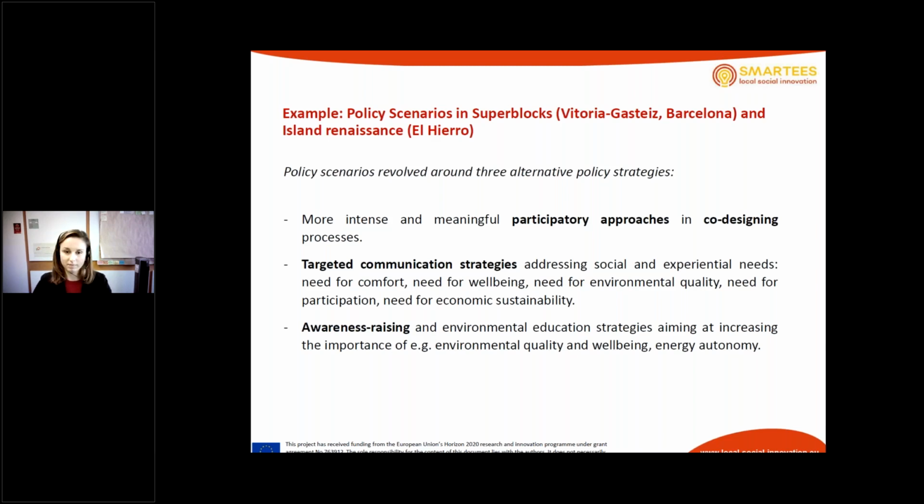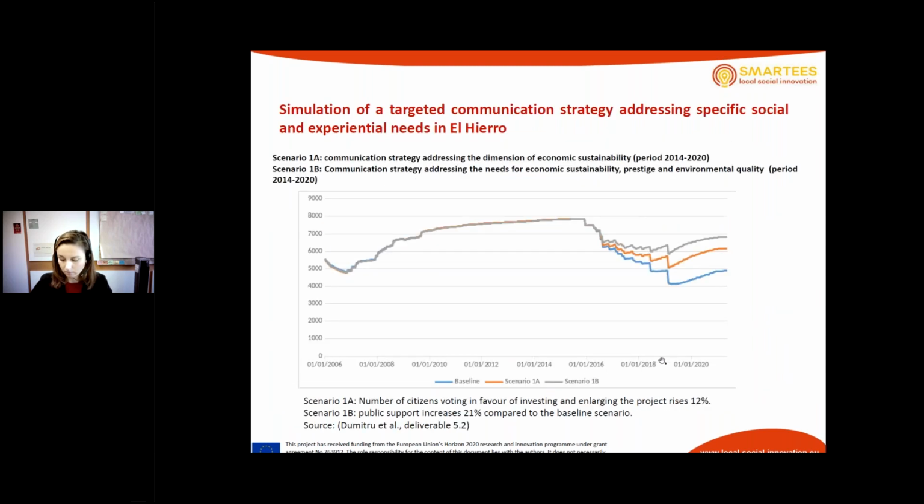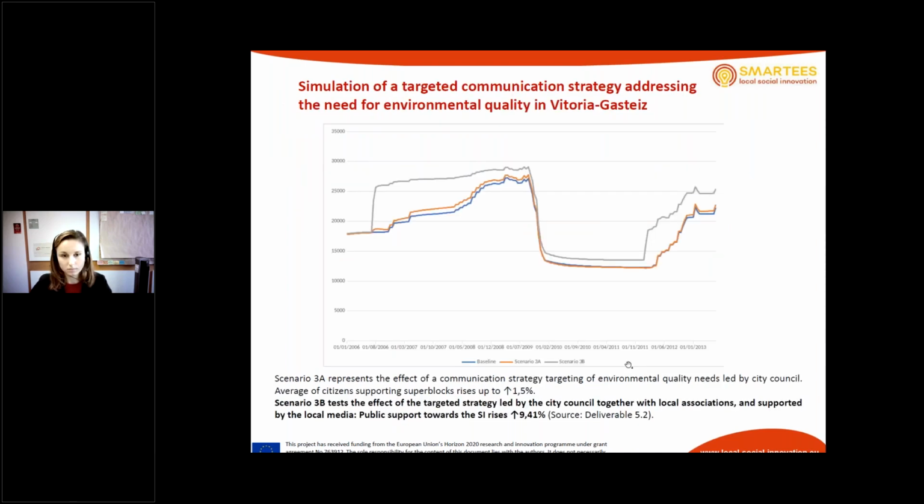So next slide, please. These are examples. I'm not going to describe them, but these are examples of how we test the different scenarios and how the different lines of the viewer represent to what extent implementing one or another policy scenario has a very relevant impact on public support towards, for example, the superblock policy or towards renewable energy projects in El Hierro. Next slide, please. We can go forward. The next one is another example of another test, but we can go really quick to the conclusion.